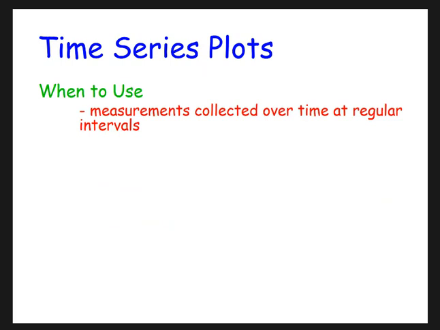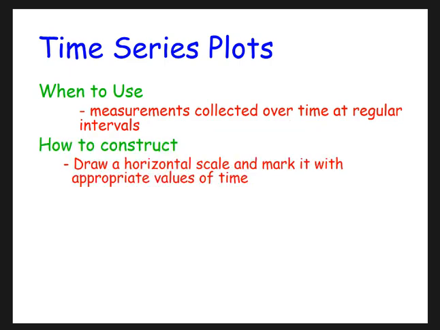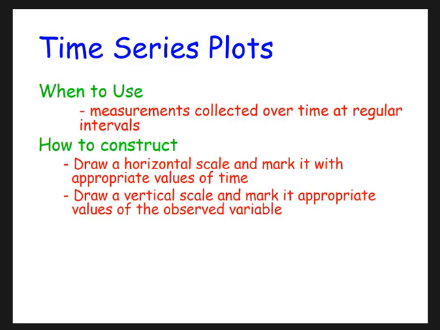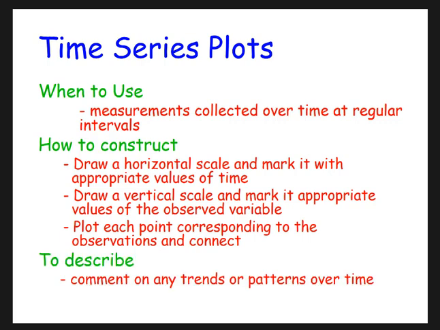Measurements collected over time at regular intervals. This is a time series plot. So it's one variable, one quantity that we're measuring about that variable, but what's changing is not some characteristic of the variable. What's changing is the point in time that we're measuring it. This is usually done on a line plot, by the way. So we construct it by putting the time on the horizontal axis, and then the values on the vertical axis. So we have a scale on the vertical axis to account for the values. And then we plot each point and connect them with a line.